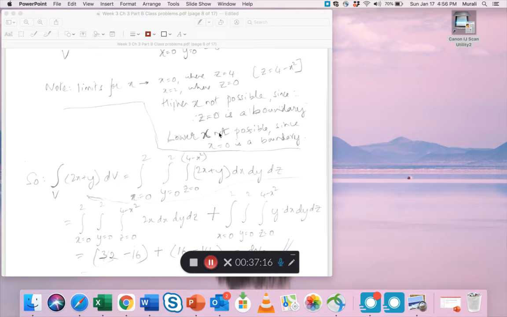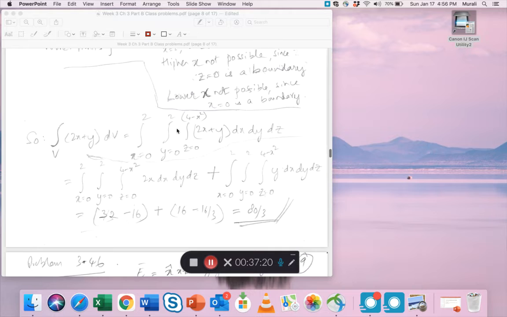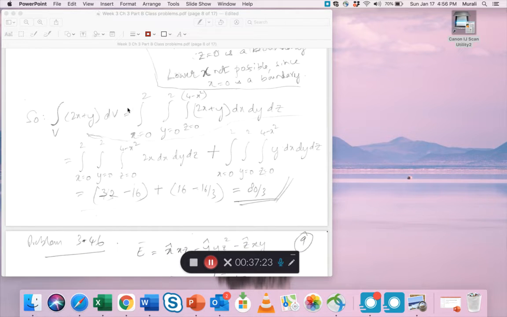Higher x is not possible, lower x is not possible. So 0 to 2 are the limits. The other limits are pretty easy to understand.